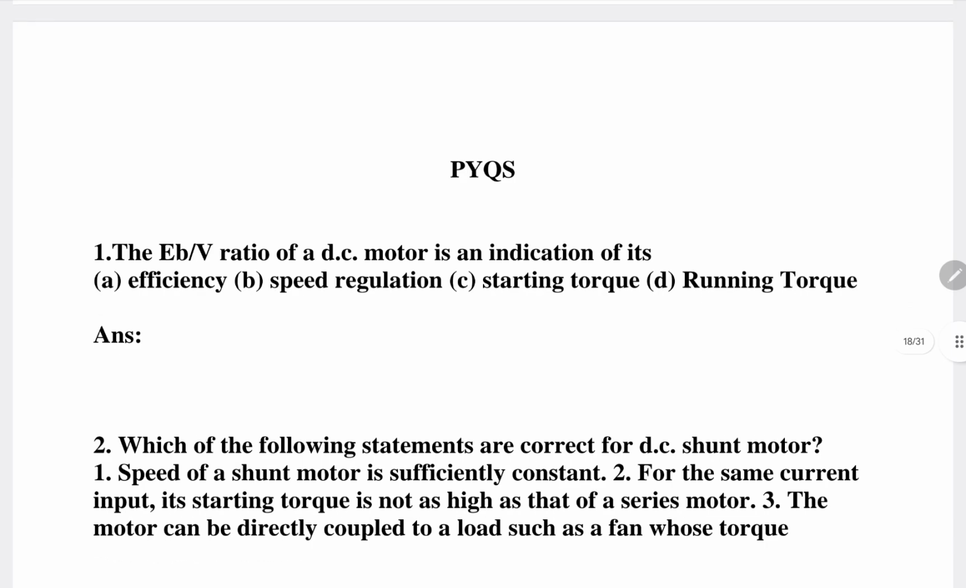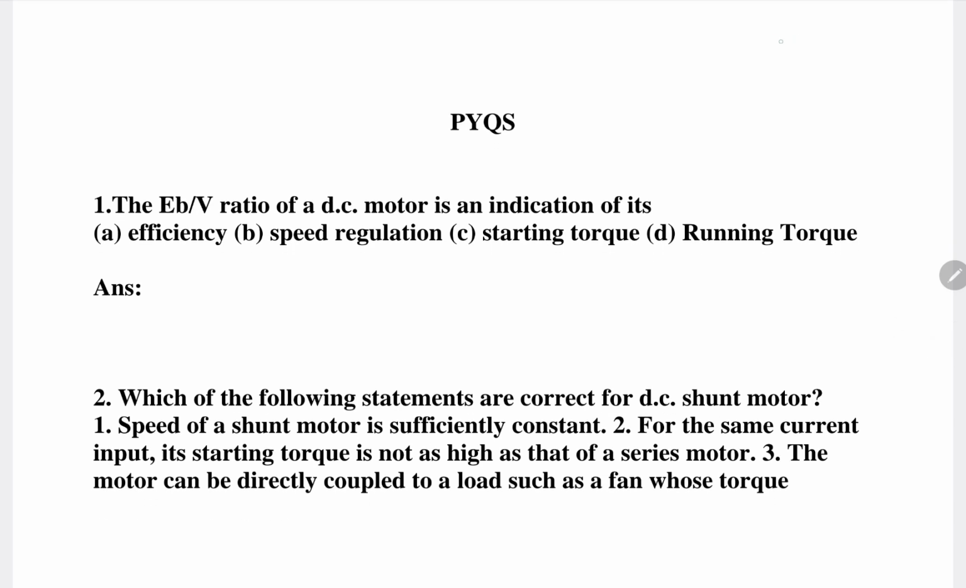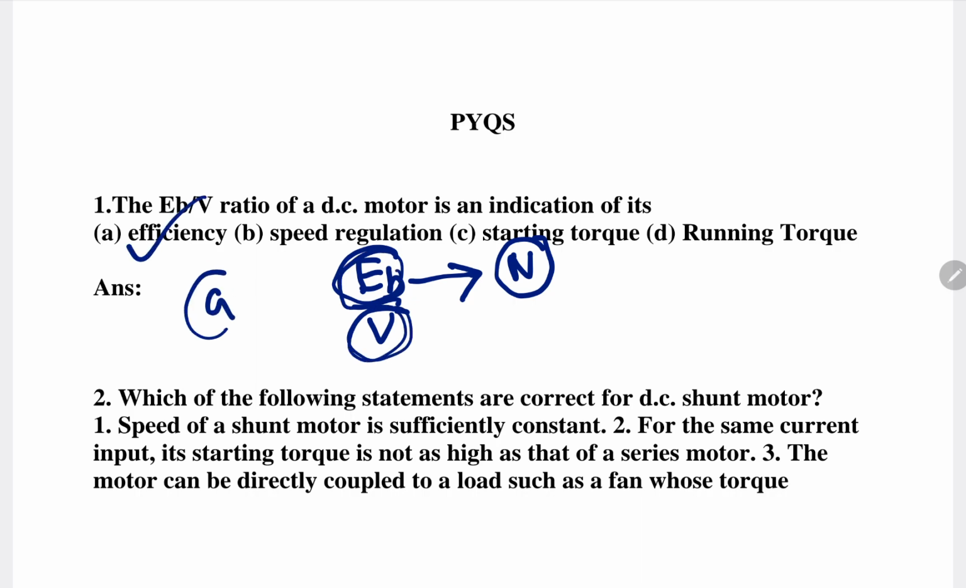Now let us start with some previous year questions. The EB by V ratio of a DC motor is an indication of its what? EB is nothing but the back EMF of the motor. This back EMF is developed because of the rotation of the motor. Rotation is nothing but mechanical power, the output power of the motor, and V relates to the input power. So output power by input power is nothing but efficiency. The answer is A.